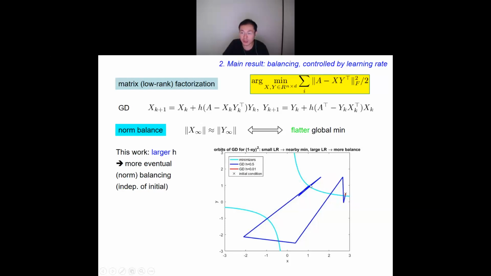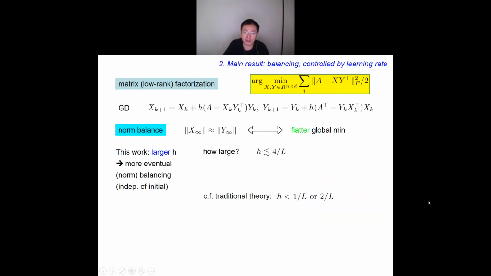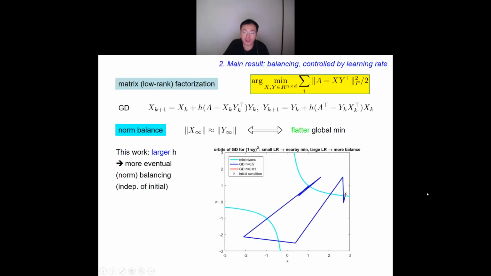But what is most interesting is that eventually you will converge, and you will converge to a minimizer that is very far away. But this minimizer is balanced. It corresponds to x almost equal to 1 and y almost equal to 1. So this is really an effect of a large learning rate. I think I have to skip something. This is actually very hard. If you use traditional optimization theory, it's never going to work.